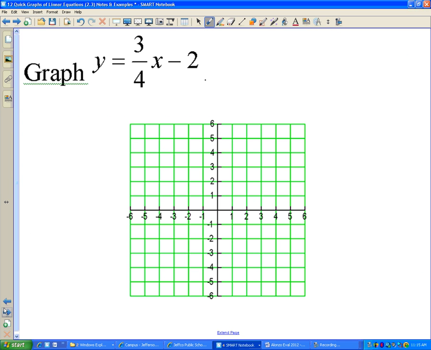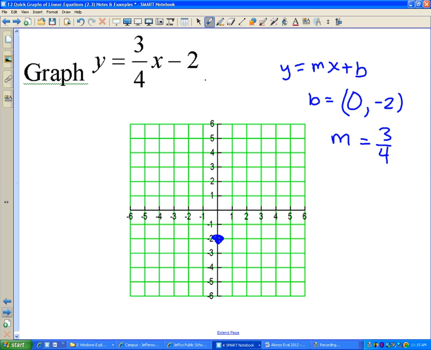Graph y equals 3/4 x minus 2. So again, I need to start with, remember, this is y equals mx plus b. My b is the coordinate (0, -2). My m is the fraction 3/4. So I start at the coordinate (0, -2), and I put my big blue dot. My slope is 3/4, and this is when I use rise over run, and I'm going to go up 1, 2, 3, and right 1, 2, 3, 4. There's my next point.